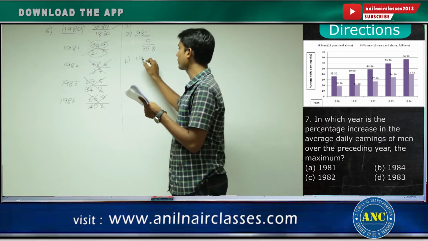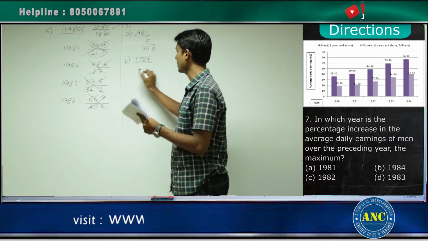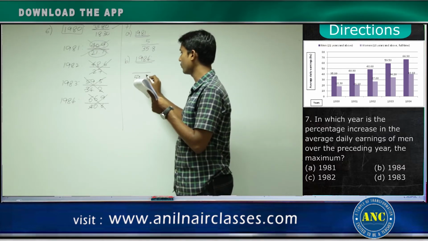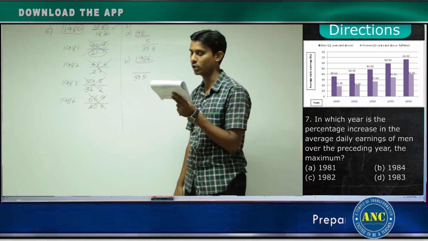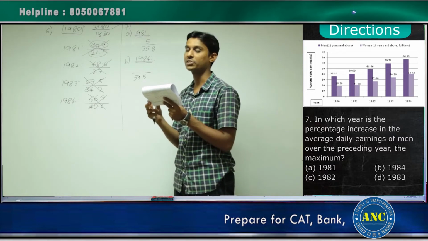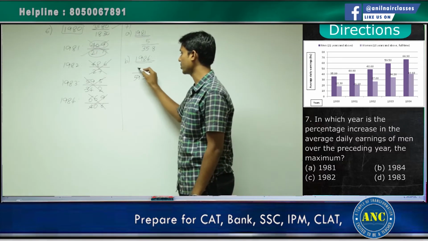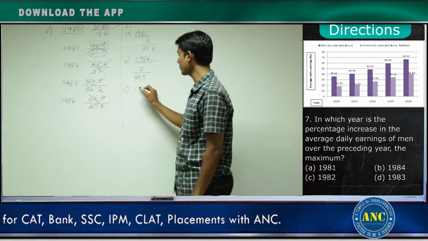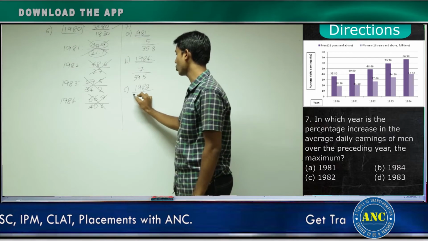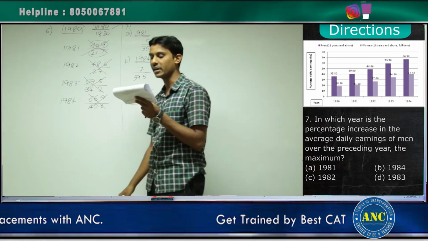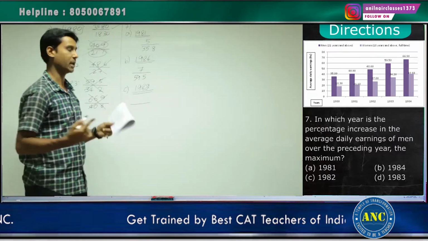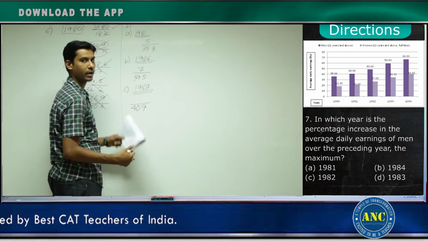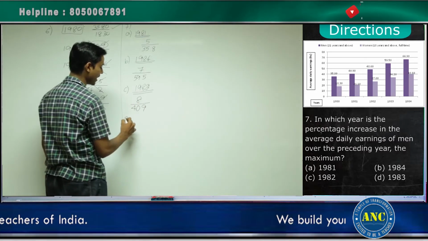Second option is 1984. Compare with 1983. In 1983, men value is given as 59.5. Next year it is becoming 66.9. 59 is becoming 66, approximately 7. Third option is 1982. 1982 means compare with 1981. In 1981, what is the value of men that is given? 40.9. That should come in the denominator because that is the initial value. 40.9 is becoming 48.6, approximately 8 increase.